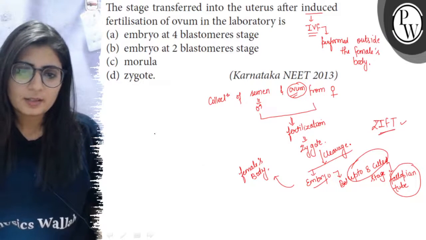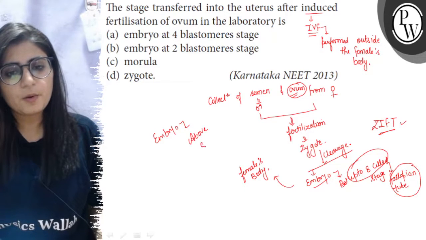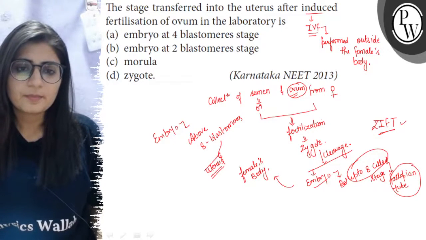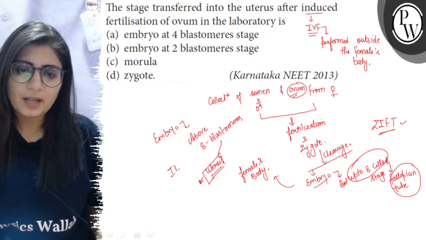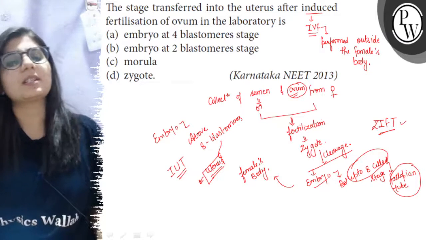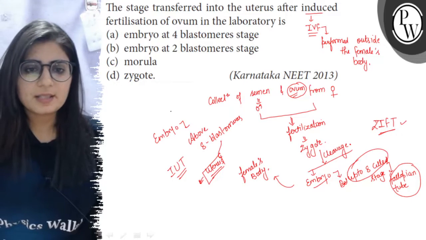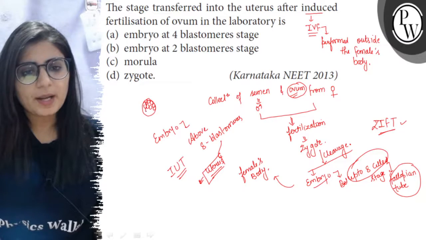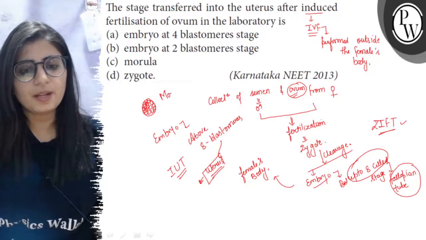But if the embryo is transferred above the 8-celled stage or above 8 blastomeres, then it is transferred directly into the uterus. And this technique is known as IUT or intrauterine transfer. So this stage after 8 blastomeres, 8 to 16 cell stage, is when the embryo is a mass of cells which are pegged together like a mulberry. Such a structure is known as morula.